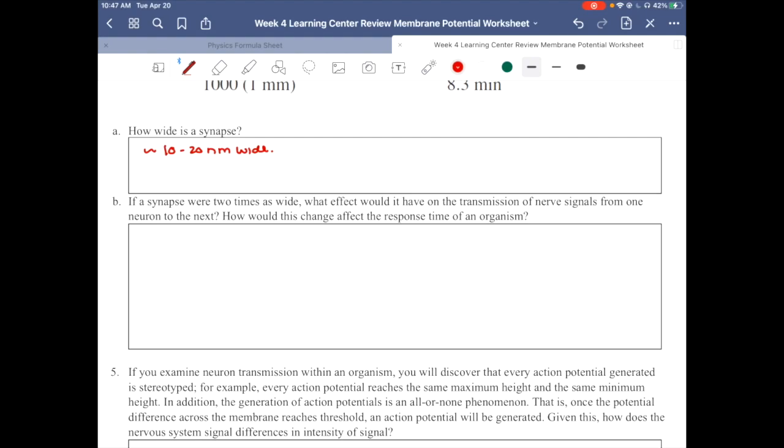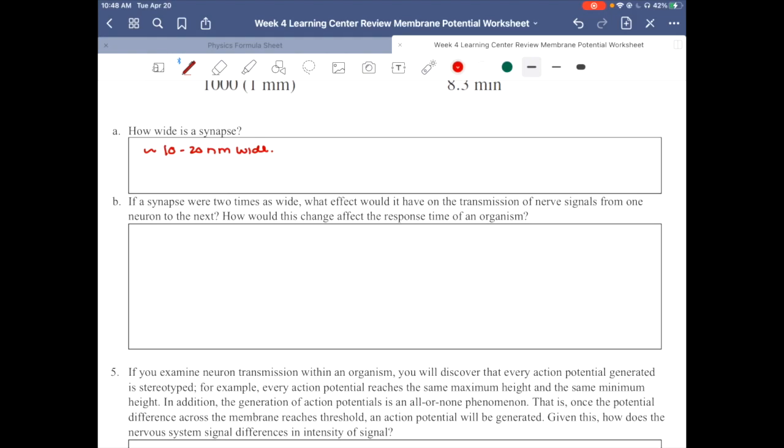And then the next question says, if a synapse were 2 times as wide, what effect would it have on transmission of nerve signals from one neuron to the next? If the synapse was 2 times as wide, the time for diffusion would increase by a square because we're looking at the area, right? So we have pi r squared, and then it would take longer for the organism to respond.